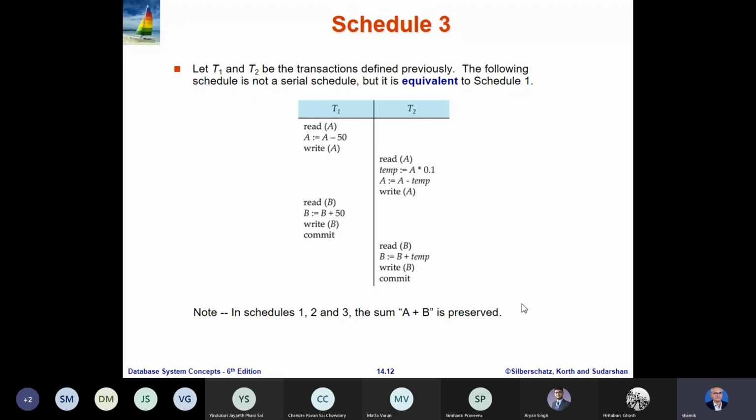But we see that in some sense the sum of A and B is preserved. That is guaranteed by schedule 3, and its net impact is equivalent to the net impact of schedule 1. Schedule 1 is a serial schedule, so this schedule 3 is equivalent to a serial schedule. Hence we call this concurrent schedule, schedule 3, a conflict serializable schedule. But initially we just called it a serializable schedule. What are the types of serializability? I am coming to that very soon.